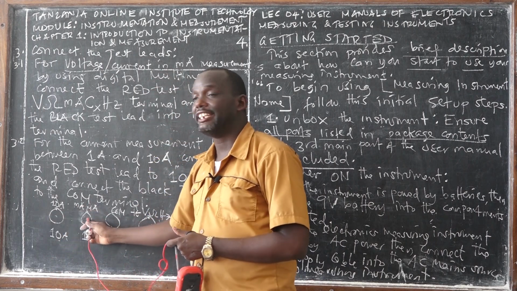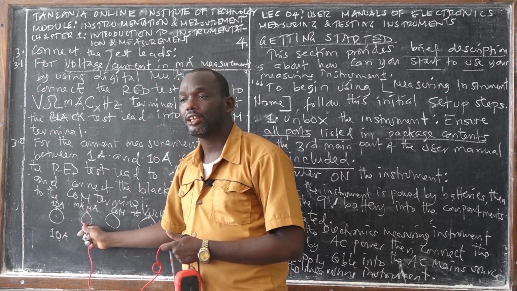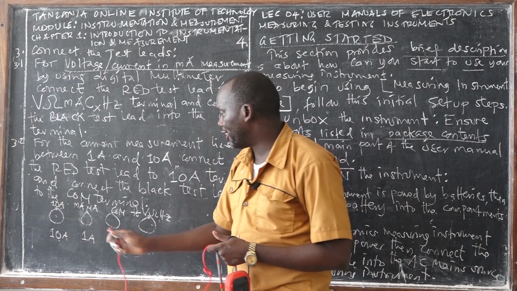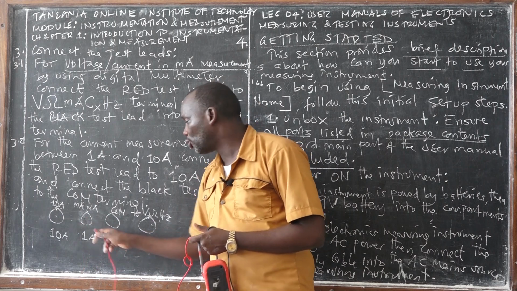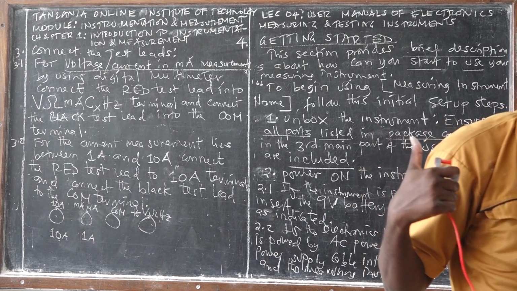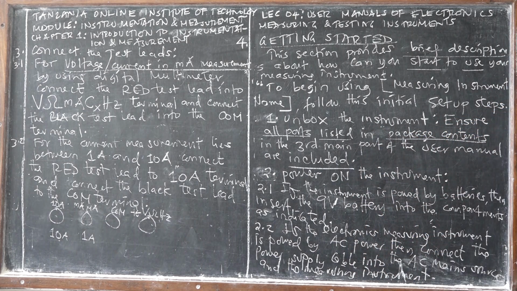If you connect it wrongly, then you are going to destroy the milliammeter. Because for instance, if you are measuring 2 ampere and you connect the red test leads to the low-current terminal, 2 ampere is greater than 1 ampere, so the fuse will blow out. Class, are we together? Yes.